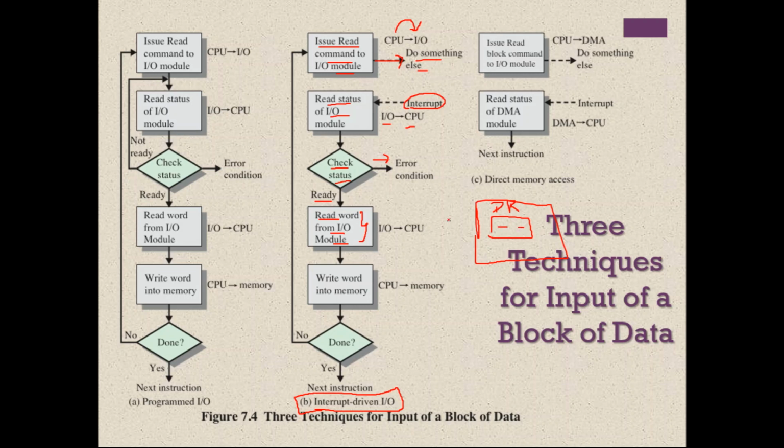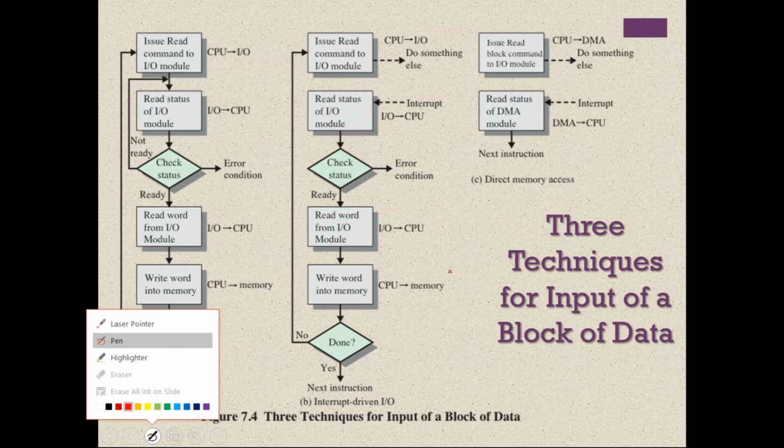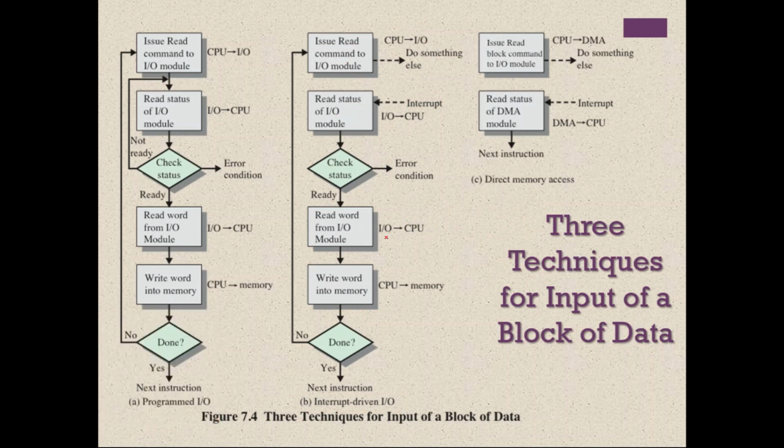Now this IO module may take the data and keep it on the data bus. So this is the data bus. The IO module may take the data and keep it on the data bus. Once it comes to the data bus, you can see here in the diagram it is mentioned IO to CPU. It means whatever data was read is transferred to the CPU through the data bus.